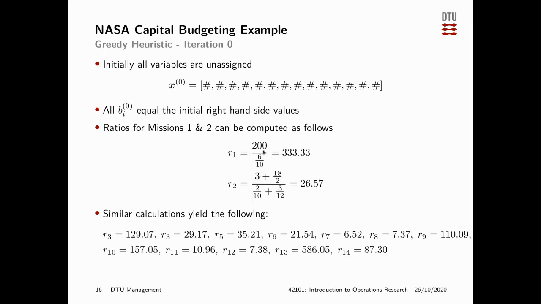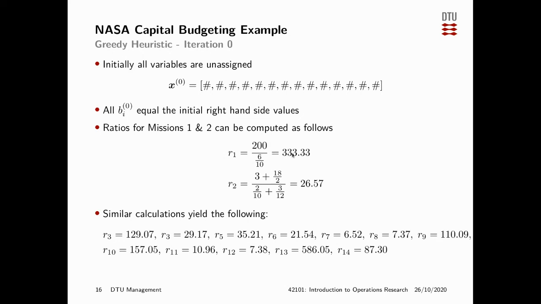200 is the objective return for mission 1, and 6 over 10 is the fraction of the remaining resources this mission would use. And this gives me a ratio of 333 1/3. Mission 2 is a little bit different to mission 1. We get the value of mission 2, but we also add half the value of mission 11 because mission 2 enables mission 11. The fractions of the remaining resources mission 2 consumes are down here, and this results in a ratio of 26.57.